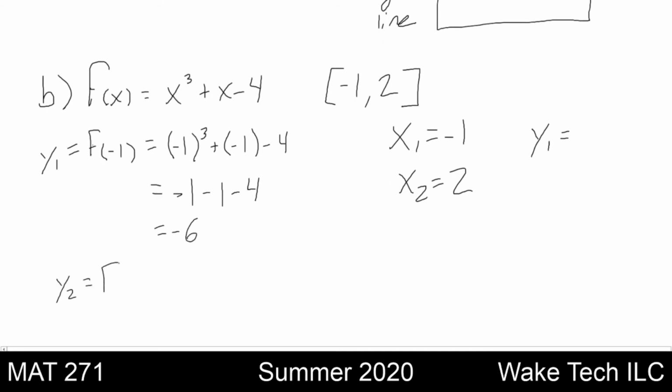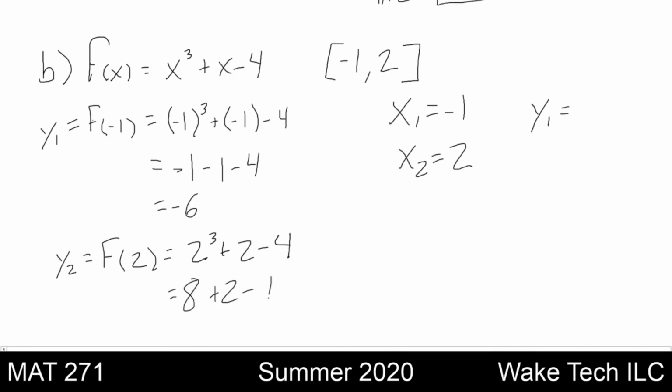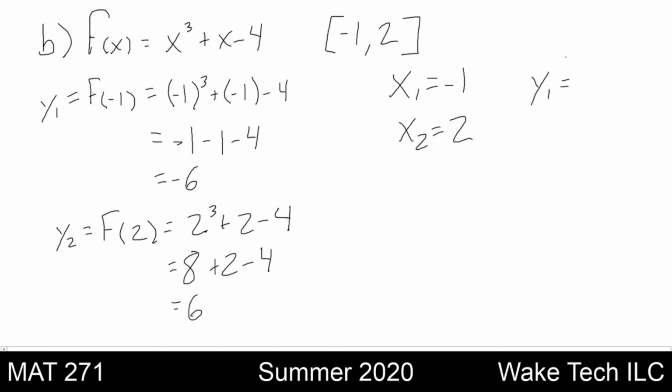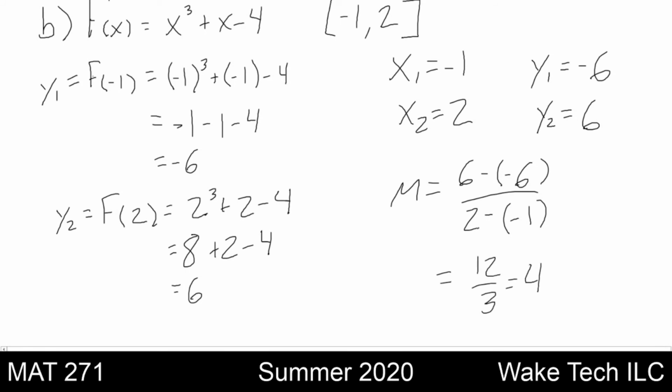y2, same process, except this time we're using the second x value, which is +2. Which is 2 cubed plus 2 minus 4. In other words, 8 plus 2 minus 4, which ends up being +6 this time. So we have y1 as -6 and y2 as +6. Our slope then, our m, is 6 minus -6 over 2 minus -1. 6 minus -6 is 12. 2 minus -1 is 3. Thus, when we divide them, we get 4.